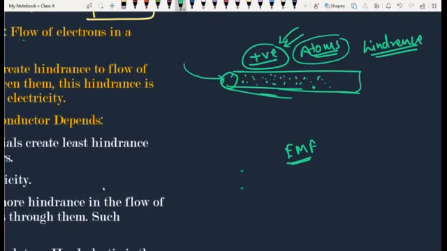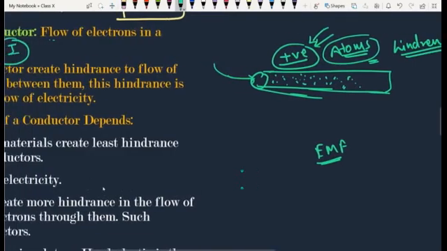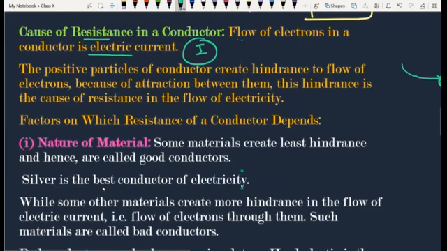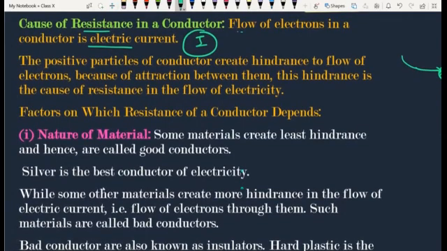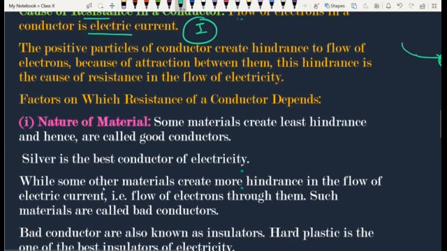And along with that, atoms are neutral. Suppose we are talking about a neutral atom; the electrons will also collide with the positive charges or with the atoms. So it creates heat. That's why when electrons flow through any conductor, it gets heated and the temperature of that conductor increases. So this is what the positive particles do to the electrons.